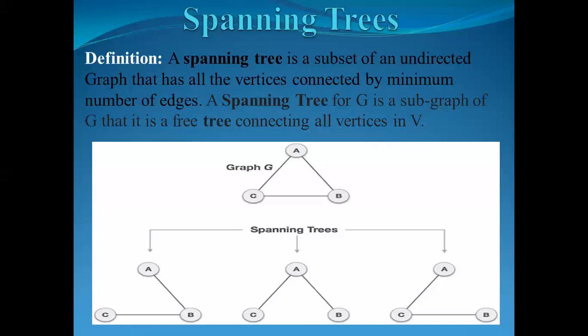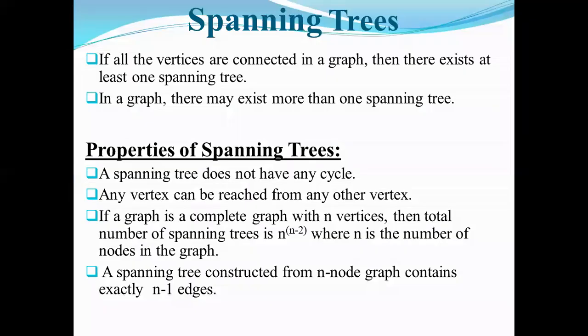So if you want to construct a spanning tree, the graph must be undirected. Then only spanning trees are possible, and we can construct the required number of spanning trees from this graph. As I have already told, if all the vertices are connected in the graph, then only spanning trees are possible. There exist many spanning trees. Below, in the properties, I have given one equation, and based on that equation we can calculate how many spanning trees are possible.